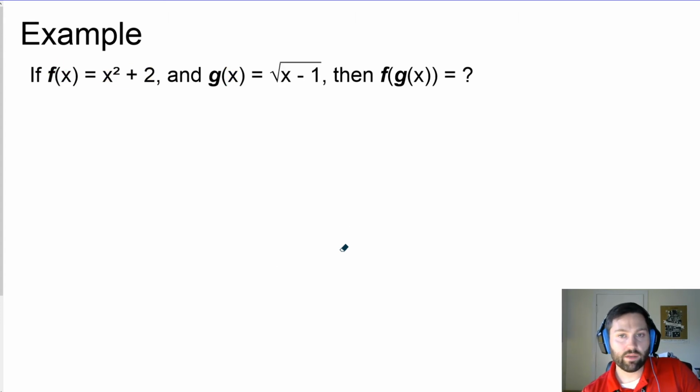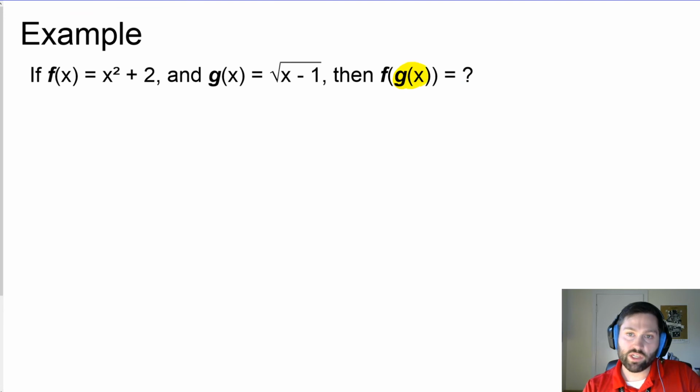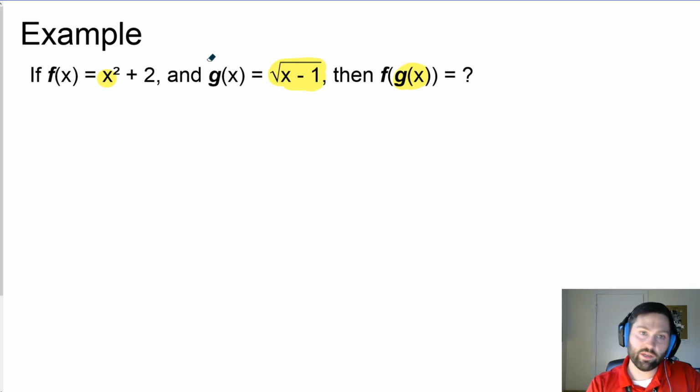And finally, the last example that I have here is if f of x is equal to x squared plus 2 and g of x is equal to the square root of x minus 1, then f of g of x equals what? So again, they are telling me that I need to take g of x. So I'm going to take this whole expression and I am going to substitute it here. And I am going to highlight in green, again, that g of x is going to be taking the place of this x over here, so I complete the expression.